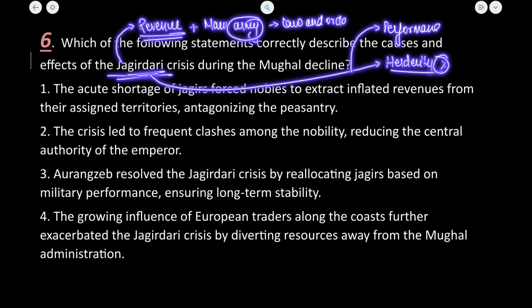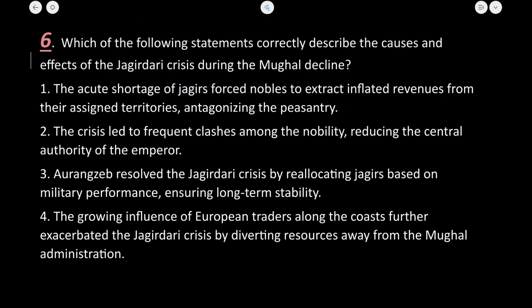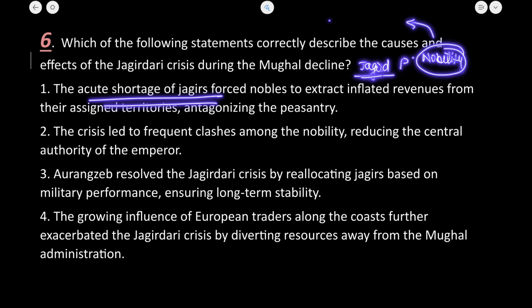But on the other hand, if we talk about the Zamindari system, these were the ancient landlords, the former landlords who were assigned the responsibility of revenue collection. They also maintained an army, and the Zamindars were hereditary in nature. Let us now see the statement regarding the Jagirdars. The acute shortage of Jagirs forced nobles to extract inflated revenues. Yes, as the Jagirdars acted as a link between the Mughal Empire and the peasants, their shortage led to the nobility. These nobility were the premium class of people in the court of the Mughal Empire.